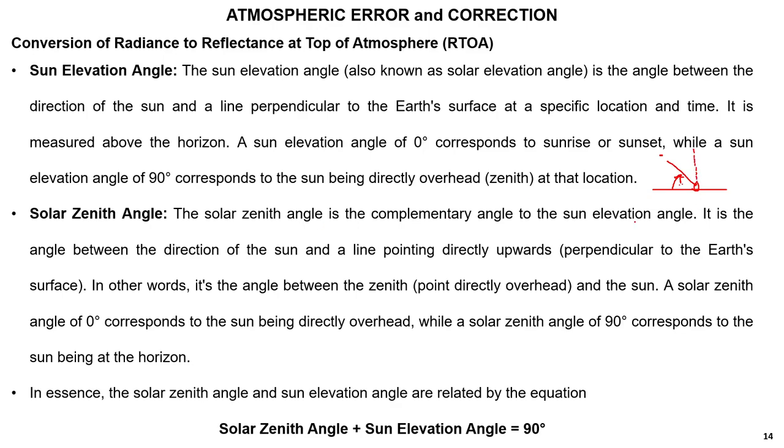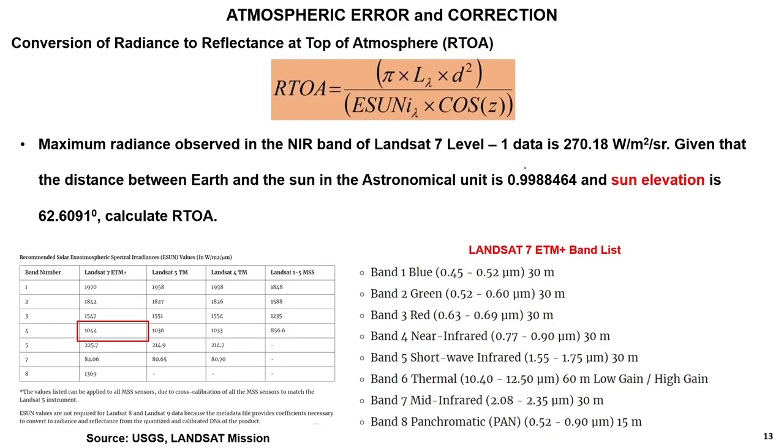It is the complementary angle to the sun elevation angle, and it is the angle between the direction of the sun and the line pointing directly upward, perpendicular to the Earth's surface. This angle from the perpendicular is your solar zenith angle. So whatever angle I have given, you need to subtract it from 90 and then you will get the solar zenith angle. The relation is: solar zenith angle plus sun elevation angle equals 90 degrees. From this you can calculate the solar zenith angle. Now can you try to solve this problem?